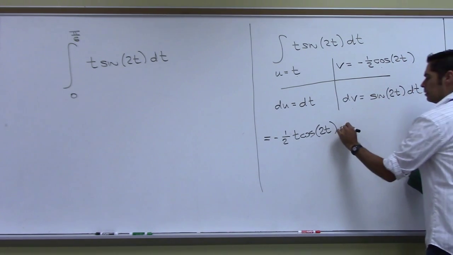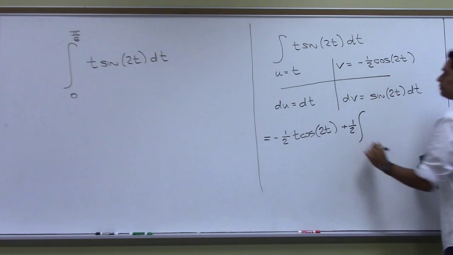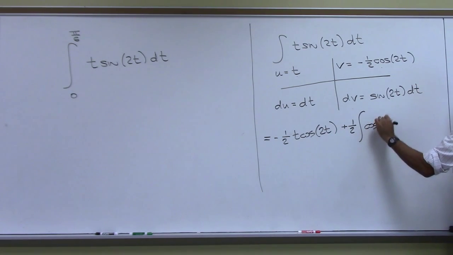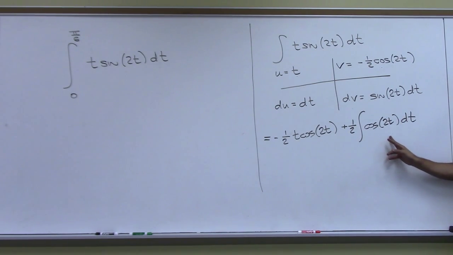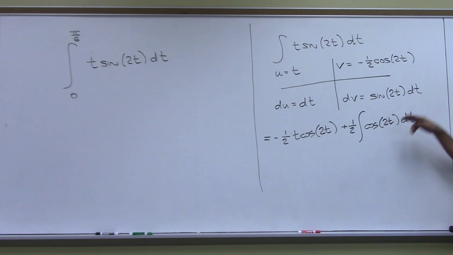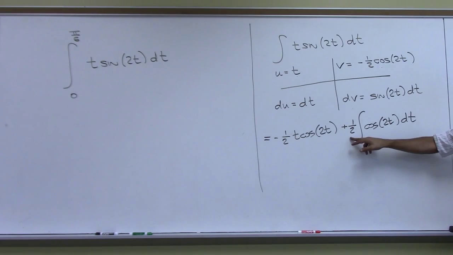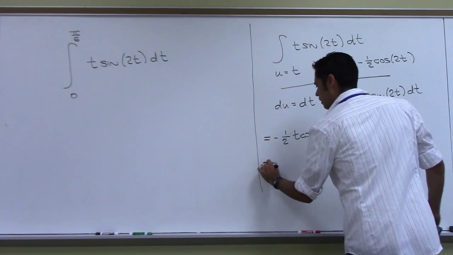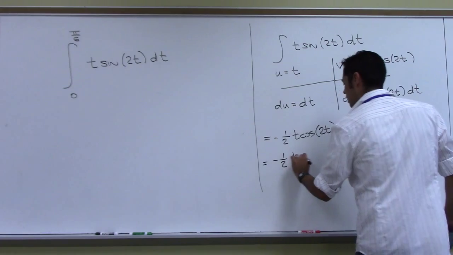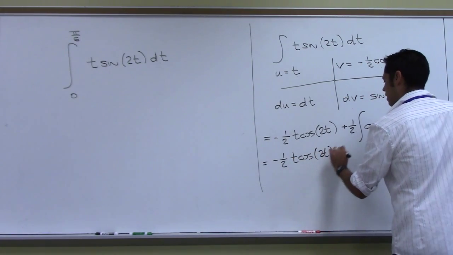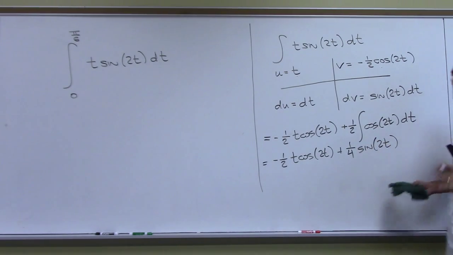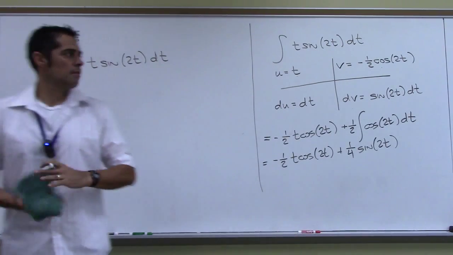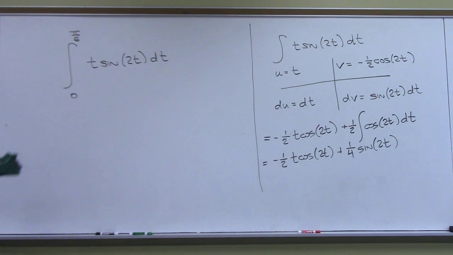Plus 1/2 integral cosine 2t dt. And we can integrate this, right? The antiderivative of cosine 2t is 1/2 sine 2t. The 1/2 is going to hit this, become a 1/4. So we're there. Negative 1/2 t cosine 2t plus 1/4 sine 2t plus a c, but I'm not going to need the c, am I? Are there any questions?